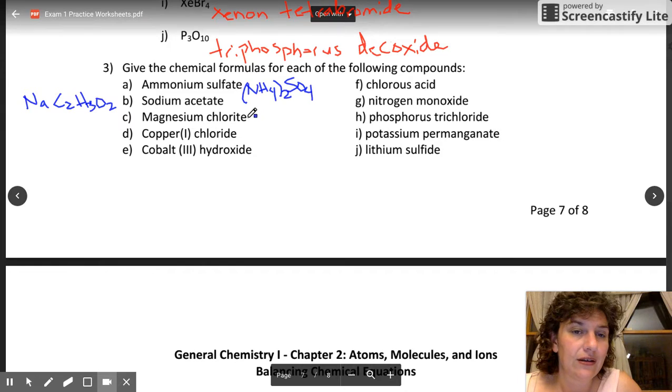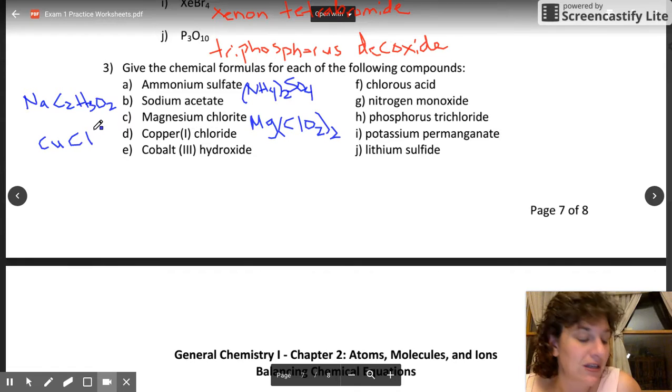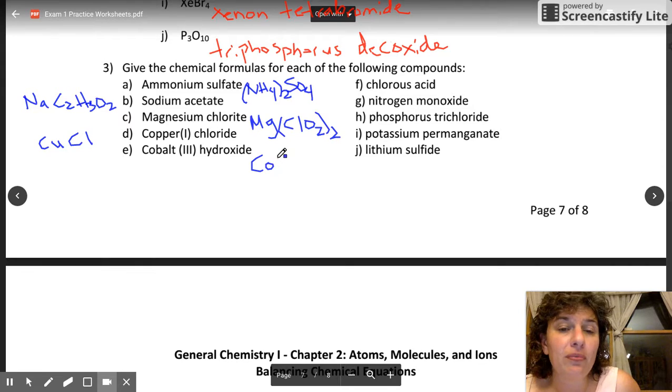Magnesium chlorite. Okay, so we have Mg, which is a 2+. Chlorite is ClO2, but these are only -1, so we need 2 of these in order to get the +2 balanced out. Copper 1 chloride, so we know it's Cu, and that has a +1, and chloride is just Cl, and that has a -1, so they just go together like that. Cobalt hydroxide, we have cobalt 3, and hydroxide is only a -1, so we need 3 of these hydroxides to take that charge away.